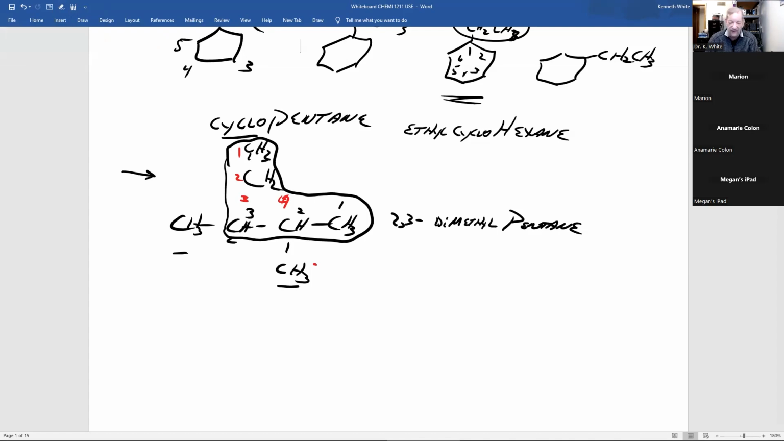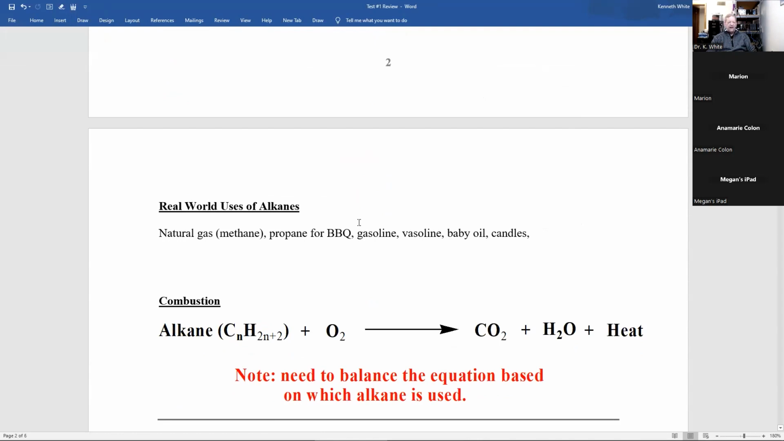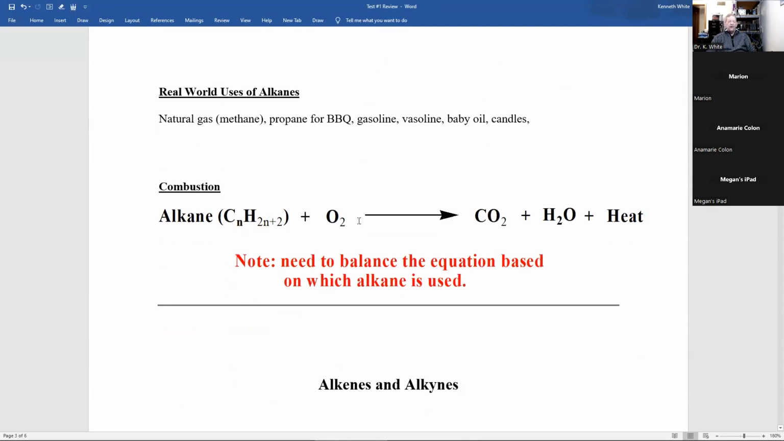I went through that in the videos. And here are the different alkyl groups, like I said. Now, you should know real world uses of alkanes. Natural gas methane is an alkane. Propane for your barbecue is an alkane. Gasoline is about 50–60% alkanes. Vaseline is longer alkanes. Baby oil are long alkanes. And real long alkanes, 50% of the weight of candles are.